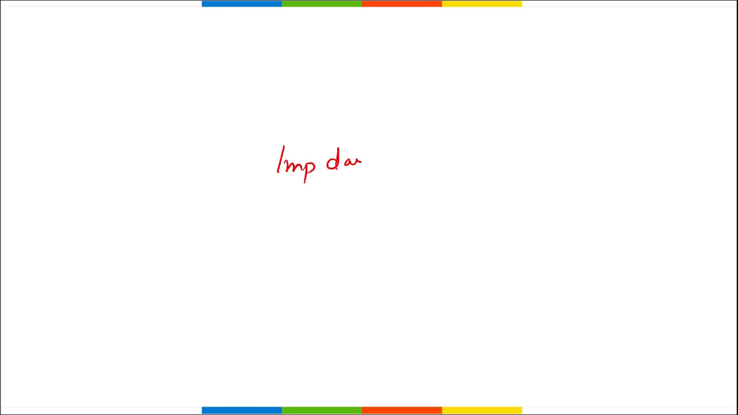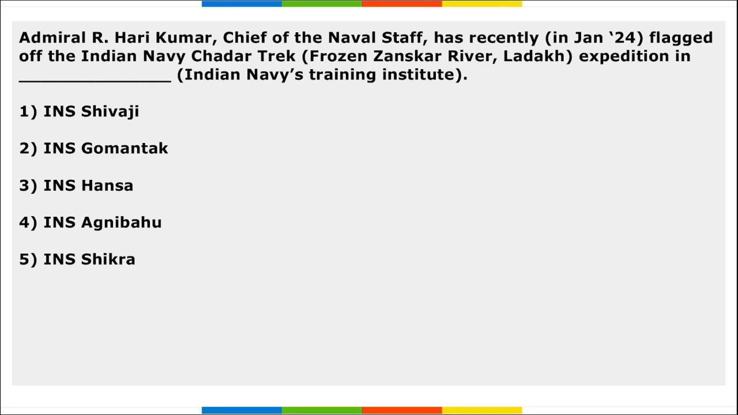Now let's move to some other revision current affairs that will be beneficial for your learning. Next, Admiral R. Hari Kumar, the Chief of Naval Staff, recently flagged off the Indian Navy Chadar Trek, that is a frozen Zanskar River Ladakh expedition, in INS Shivaji. I repeat, the Chief of Naval Staff flagged off the Indian Navy Chadar Trek expedition in INS Shivaji.